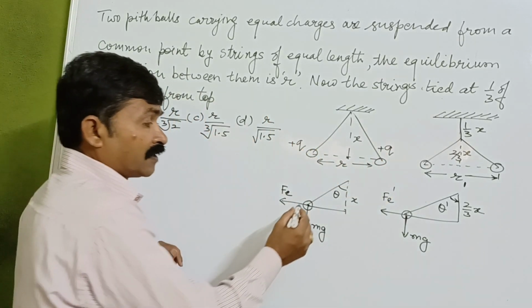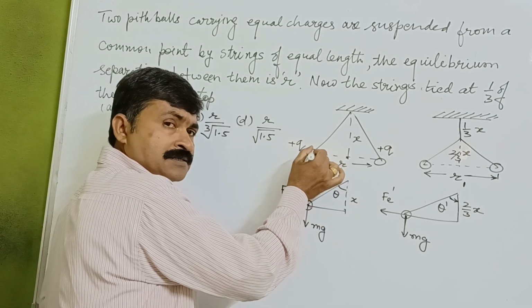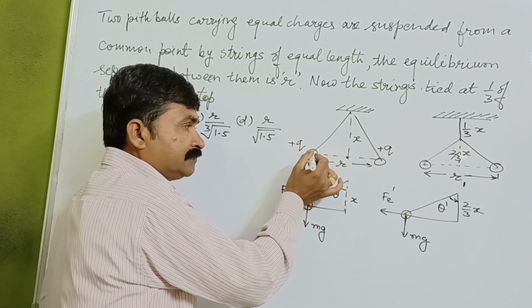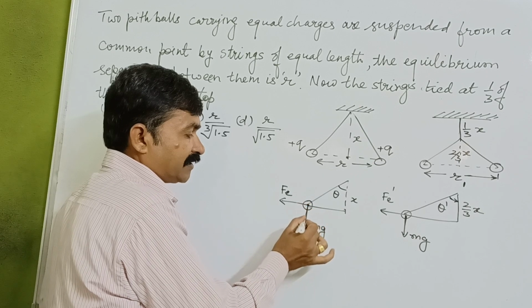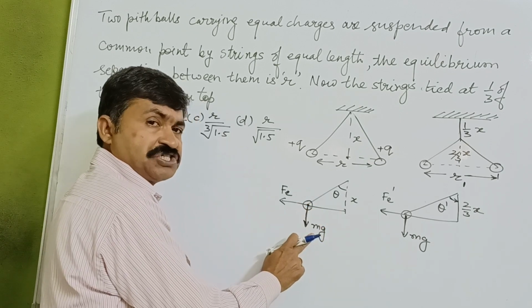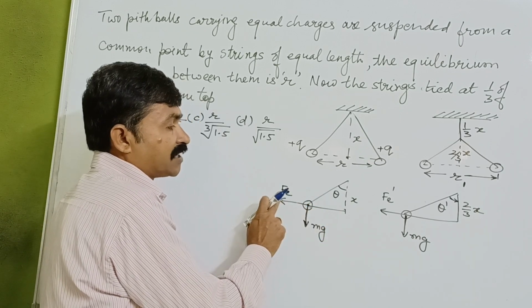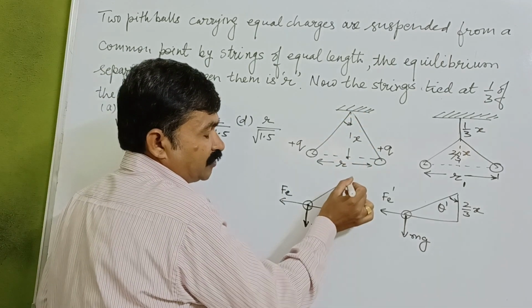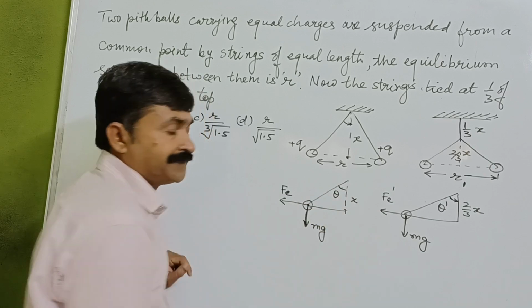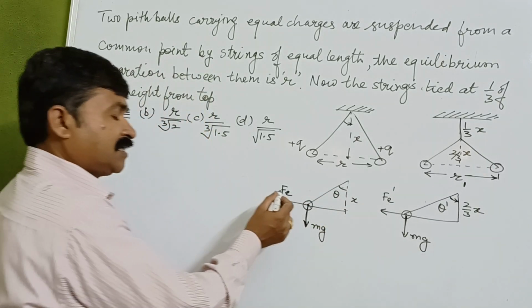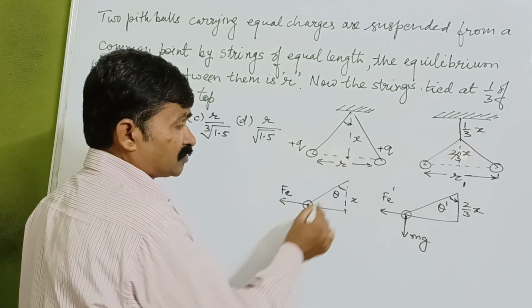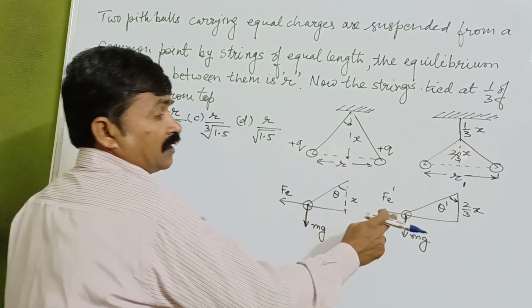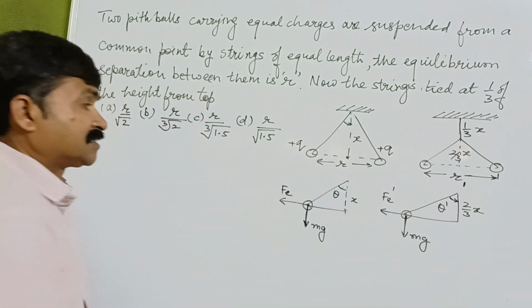Now it will have some mass m and there will be a force acting in this direction, that is mg, and this is a force Fe. Now this angle, we have taken as theta. Now if we see the force which is acting, we'll go with this.